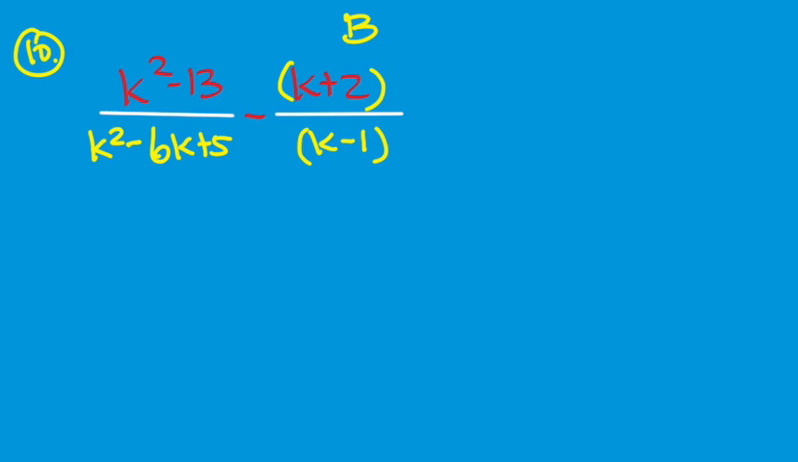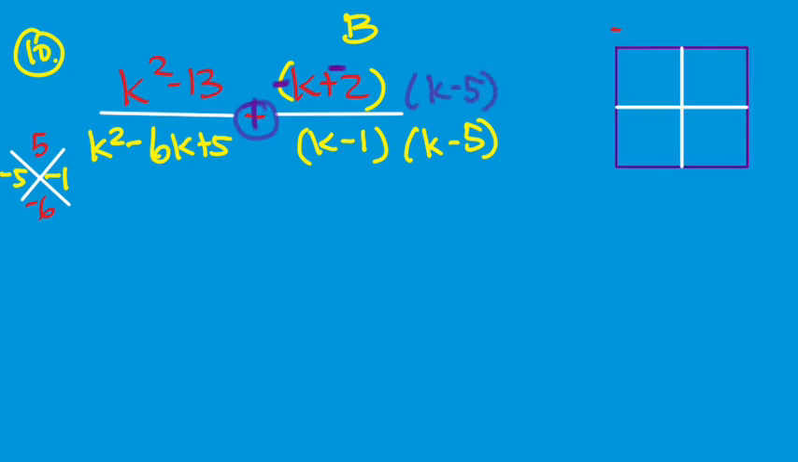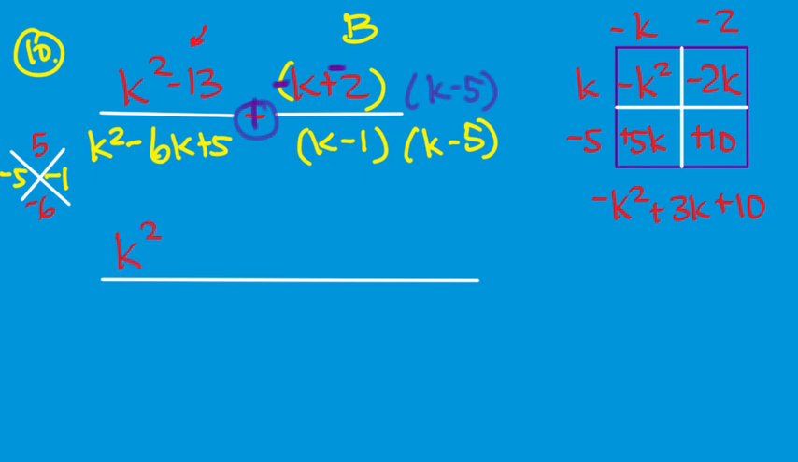So then I slow it down a little bit for number 10. Here I have another subtraction problem where I'm going to go ahead and X-box the bottom to see what I'm going to be looking at here. And I can see the second equation has to be multiplied by k minus 5. I distribute my -1 and I head off to do box on that. Negative k minus 2 times k minus 5 gives me negative k squared plus 3k plus 10. I have to add that to my k squared minus 13.